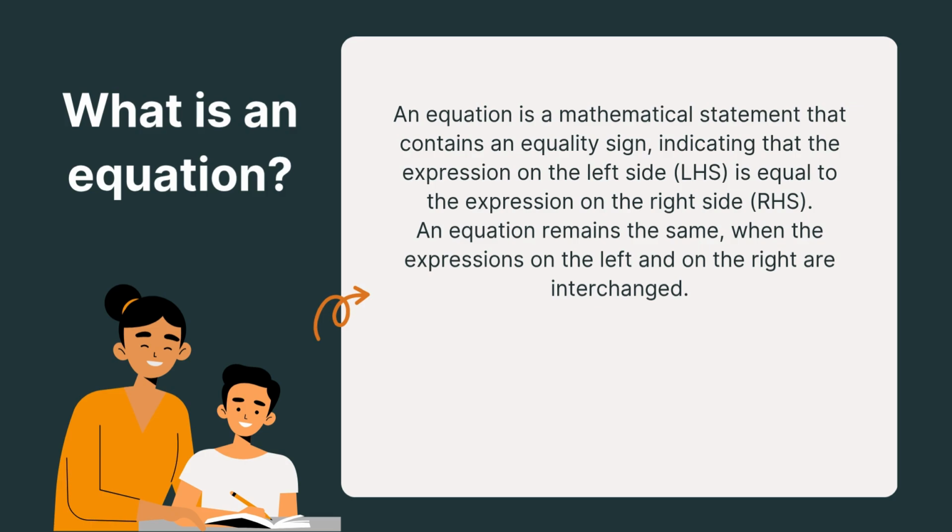An equation is a mathematical statement that contains an equality sign indicating that the expression on the left side, LHS, is equal to the expression on the right side, RHS. An equation remains the same when the expressions on the left and on the right are interchanged. Like in x plus 7 equal to 11, we have an equal to sign.